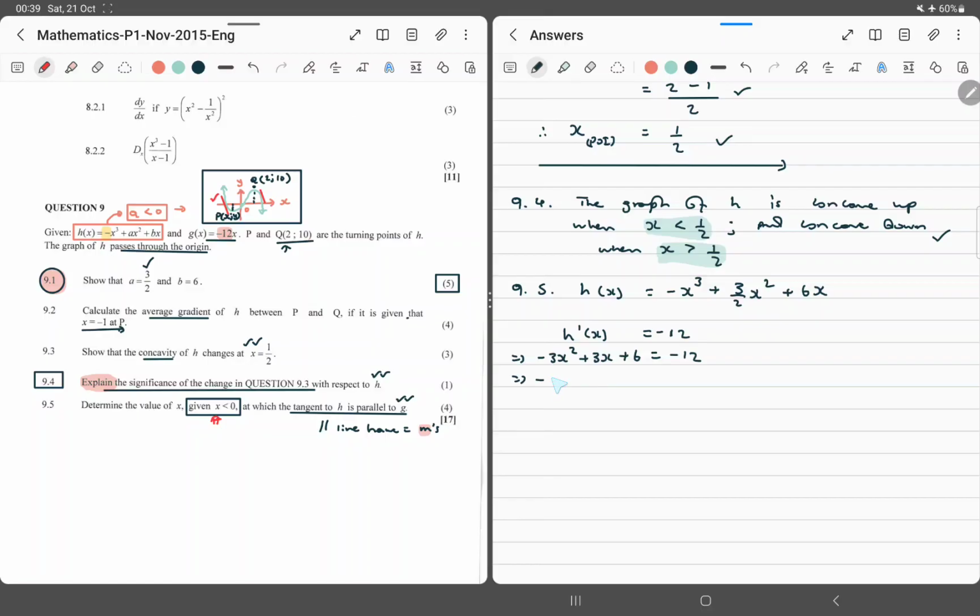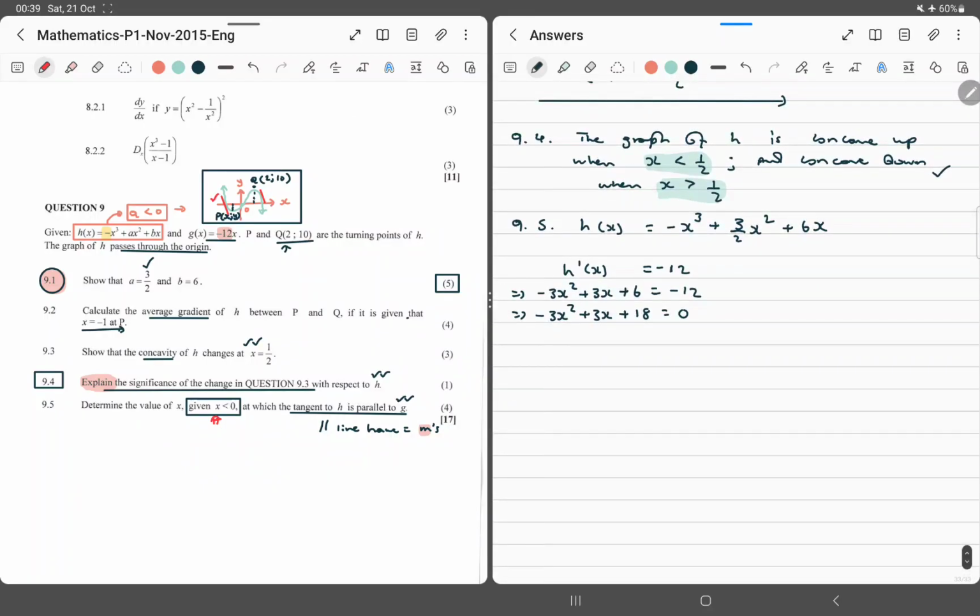So we can see we've got a nice quadratic coming up. Transpose the 12, it becomes 18. We isolate 0. So now here we can divide by minus 3, such that we're going to have x squared minus x minus 6 is equal to 0, which we then can factorize grade 10 style.